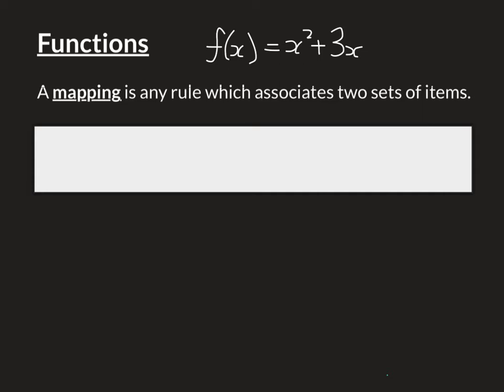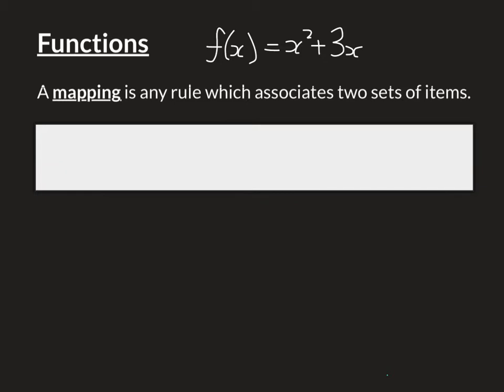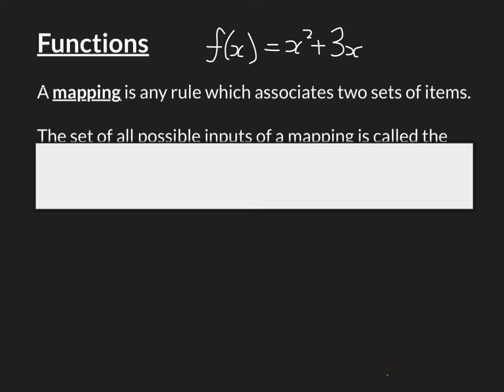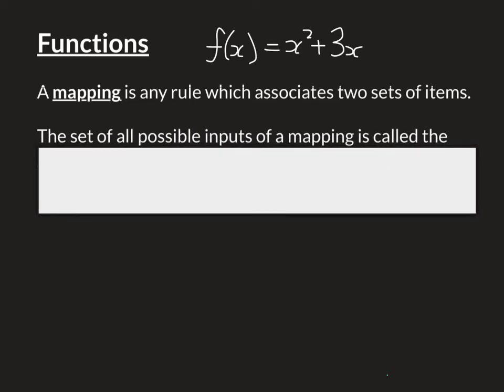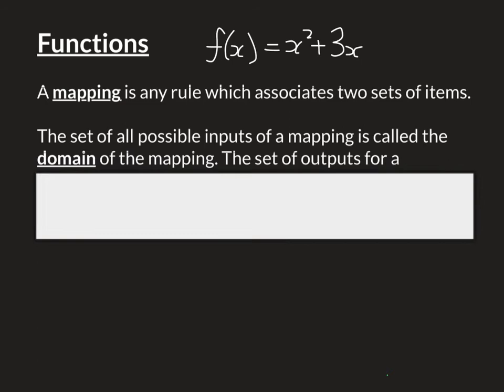So if you can write this down: functions, a map. First of all, we're going to talk about mappings. A mapping is any rule which associates 2 sets of items. Now here's some vocabulary you are used to, but we're going to extend it a bit. The set of all possible inputs of a mapping is called, can you remember what it's called? The domain of the mapping.